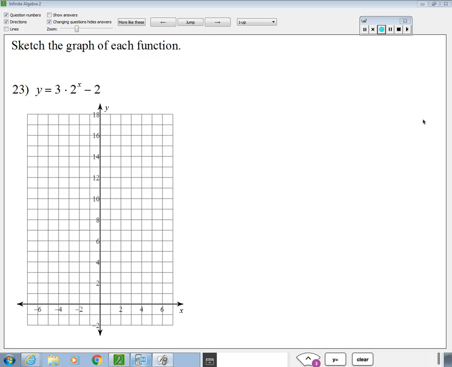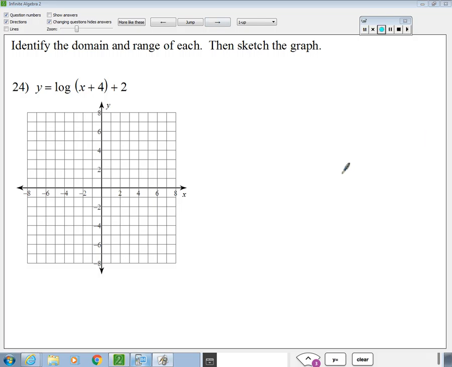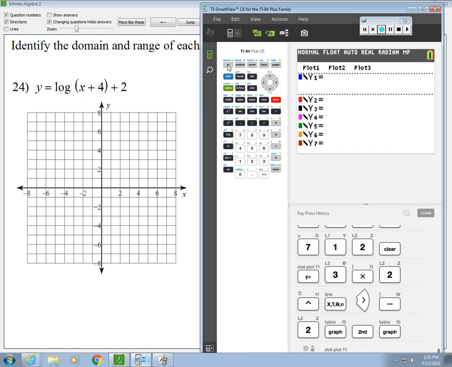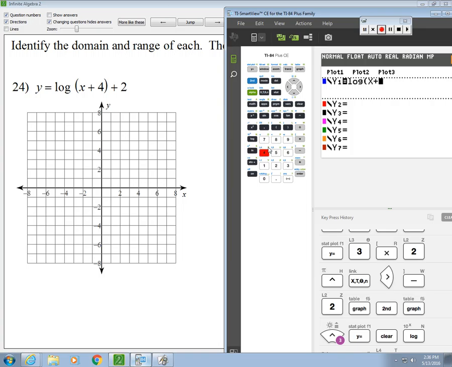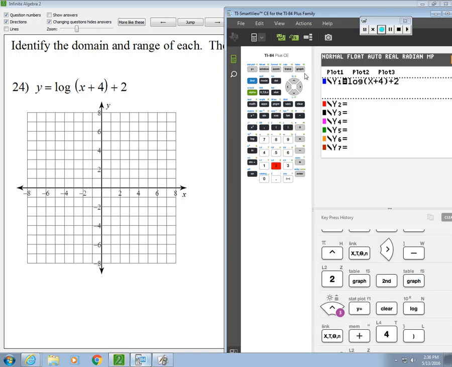Okay, now let's look at number 24. This time they're asking us to sketch the graph of a logarithmic function and then identify its domain and range. So the first thing we need to do is graph it on the calculator. So y equals, now what is the base of this log? 10. So since that is the understood base for a logarithm, you do not have to use math, alpha, math to pull up log base, you can just simply press this log button right there on the calculator, the one to the left of the 7. And then type the x plus 4 inside the parentheses, and then the plus 2 on the outside.